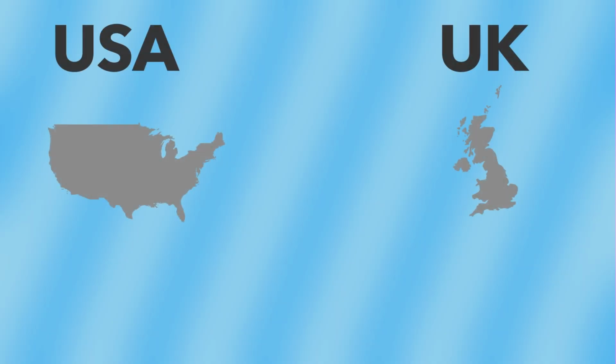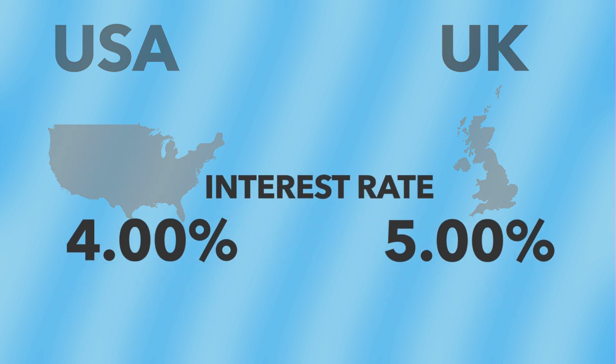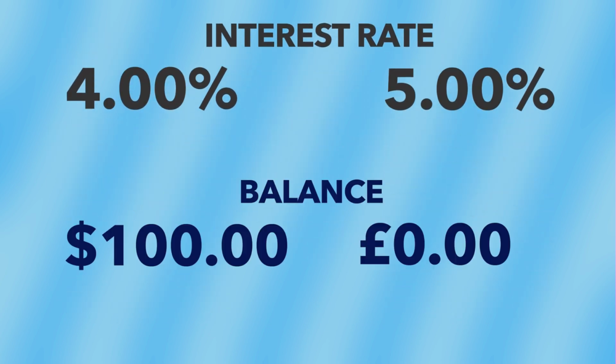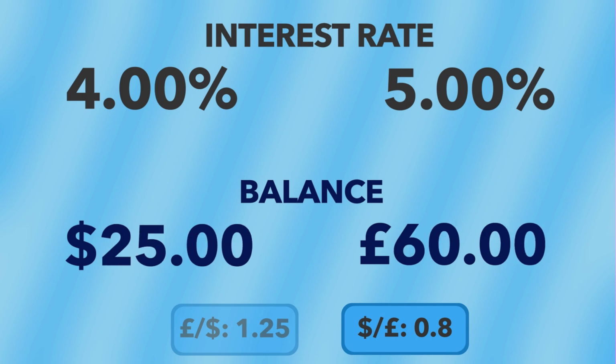Now let's stick with the United States and the United Kingdom. In this example, we assume the interest rates are 4% and 5% respectively. If you had $100 and would like to convert this to pounds, under the assumed exchange rate that $1 buys 0.8 pounds or 80 pence, you could buy £80 with the $100.